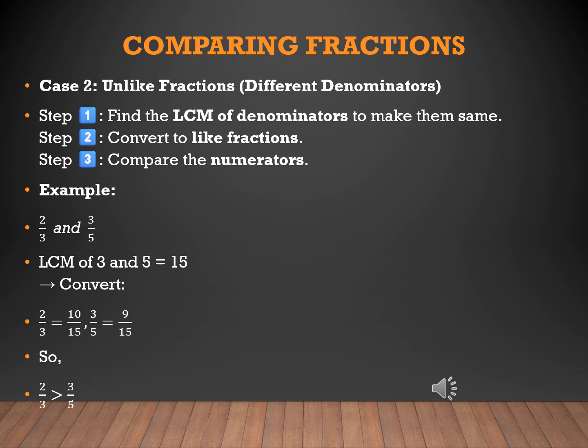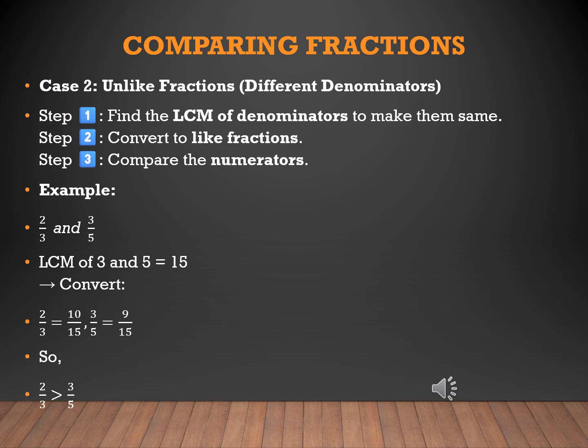Now second case, unlike fractions. What happens when the denominators are different? First step, find the LCM of the denominators to make them same. Second, convert to like fractions. Third, compare the numerators. For example, 2 by 3 and 3 by 5.